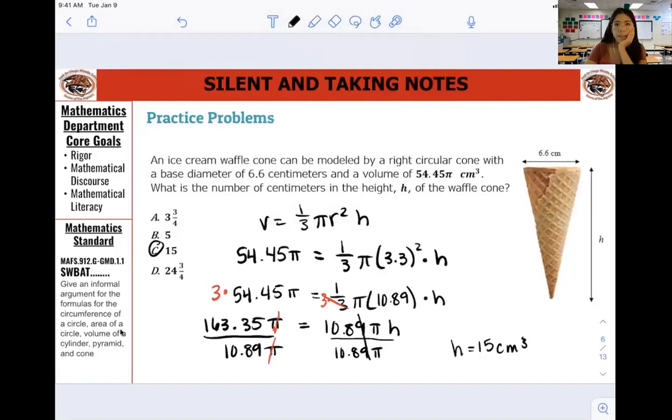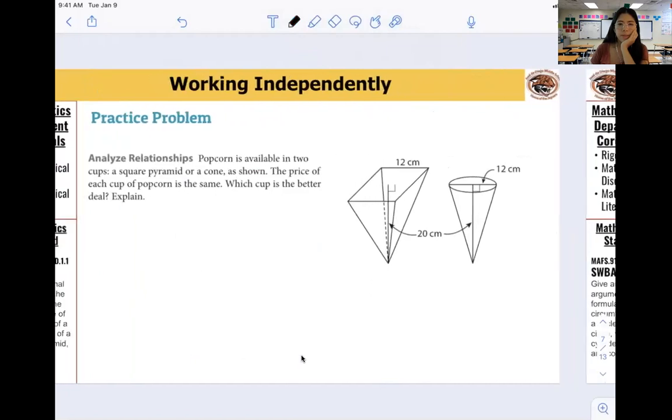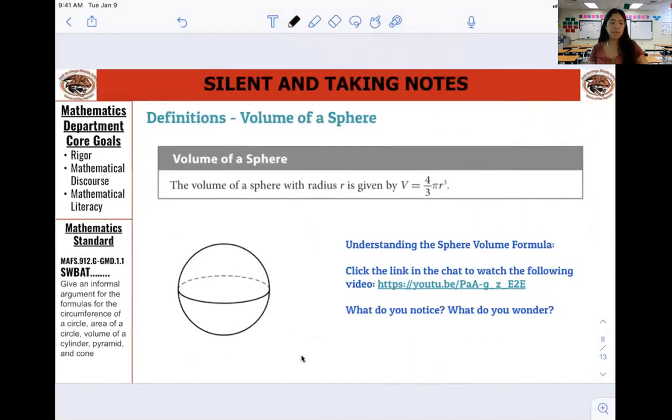All right. Now this is it for cones. This is the last question about cones. Any final questions on cones? Okay. We'll do this one tomorrow probably. We got to move on to spheres.